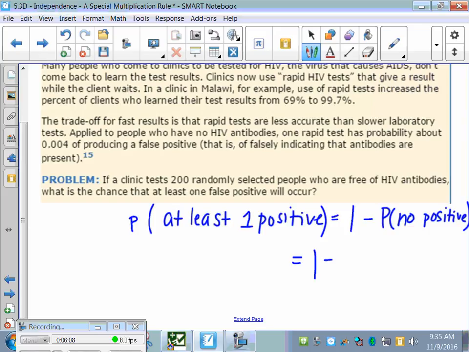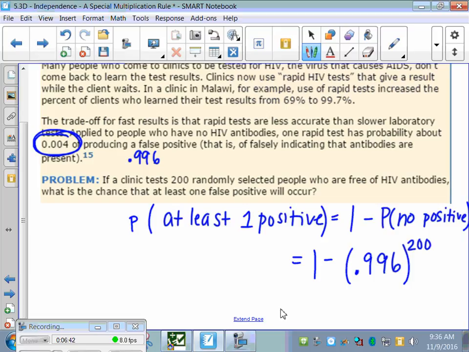So the probability of no positive test results. Well, this right here, 0.004, represents getting a false positive. So that means that 0.996, that's what we want, okay? So we are going to do no positive test result, 0.996, and this has to happen 200 times. So each one, 0.996, 0.996, 0.996, okay? 200 times.